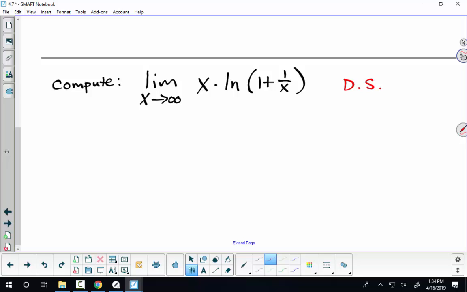So x is going to infinity, the first factor is infinity, times the ln of 1 plus a thing approaching 0. So that's infinity times the ln of 1, which is infinity times 0. So I believe most everyone was able to rewrite this.